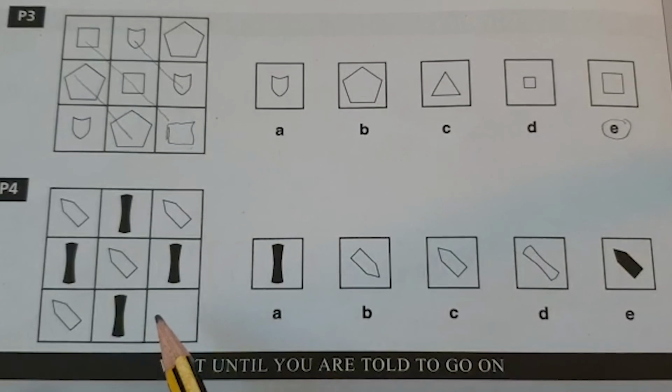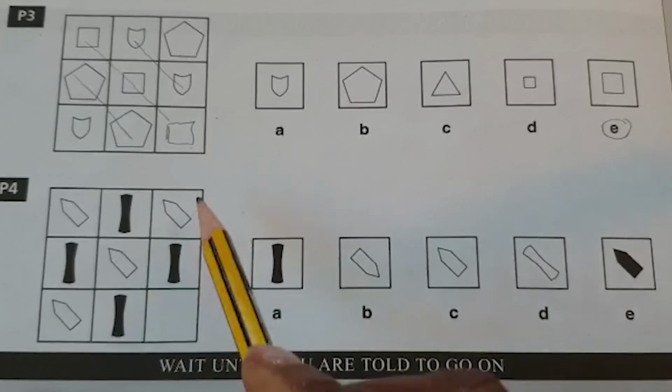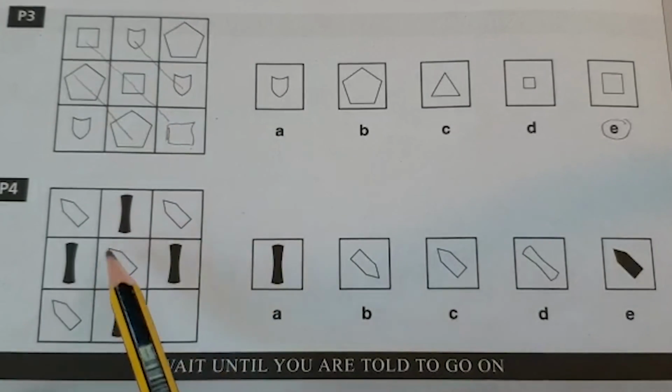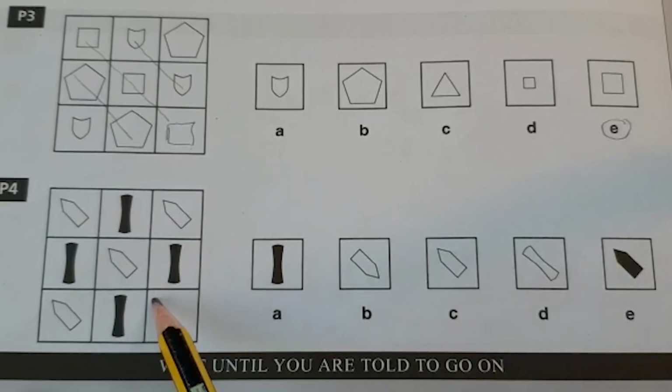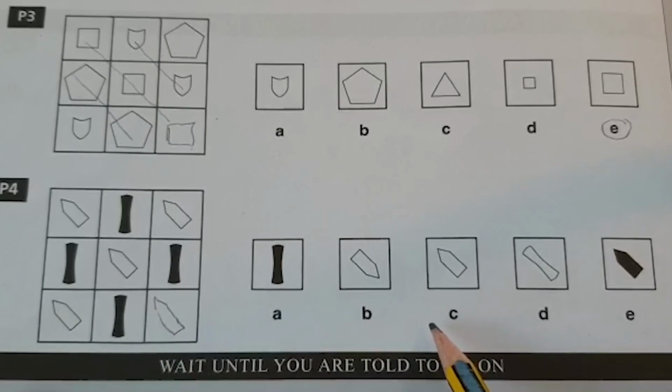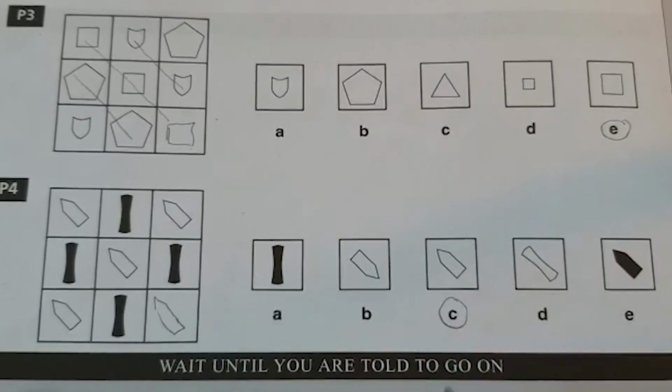The last one, of course, if you had gone according to what we saw there, you can see that diagonally it would make sense if we have a similar shape that goes like that, and of course our answer is C.